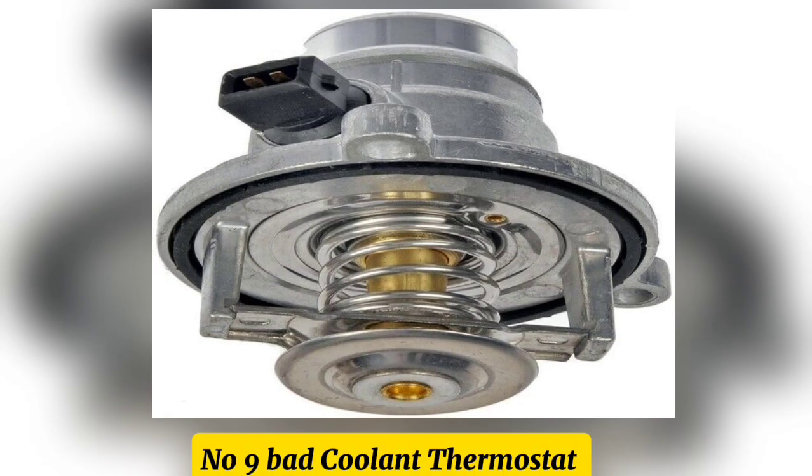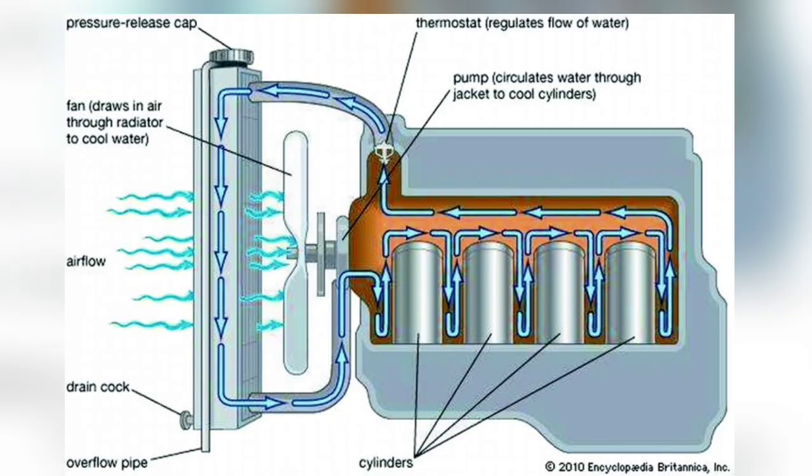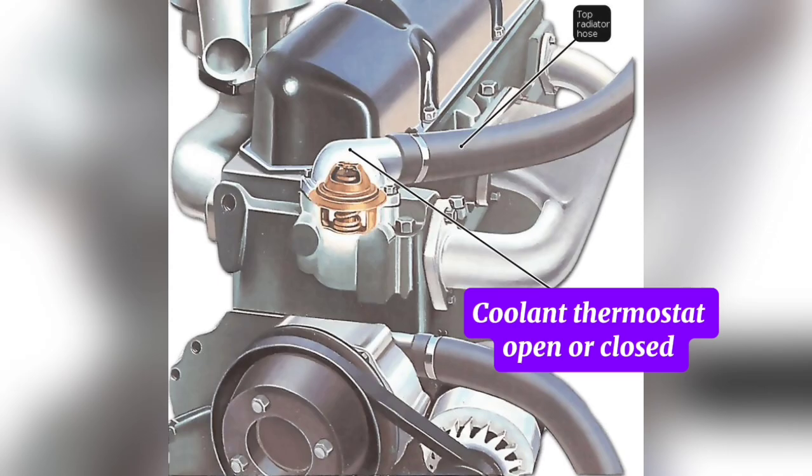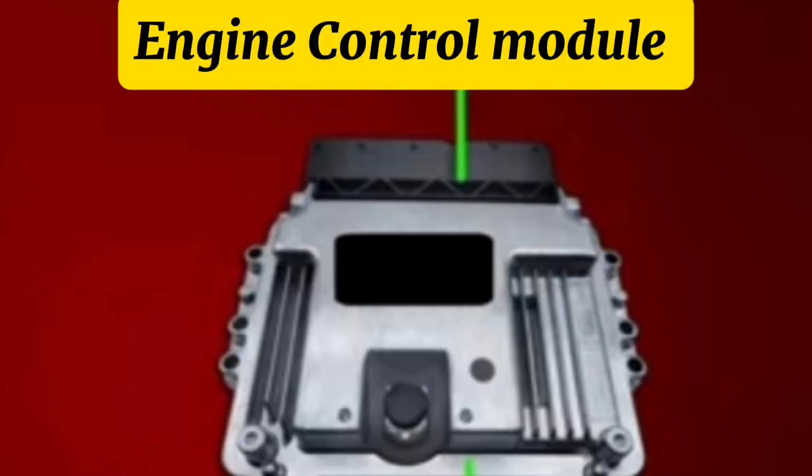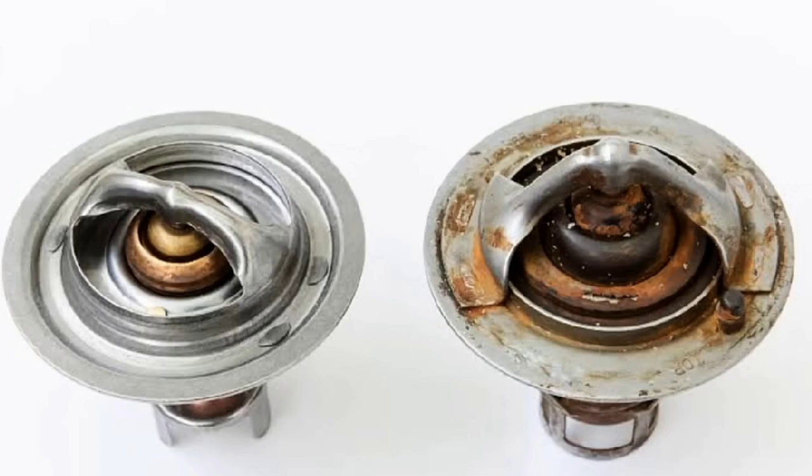Number 9. Problem with the thermostat. The thermostat regulates your engine's temperature. If it gets stuck open or closed, it can cause your engine to run too hot or too cold, which the car's computer will detect and can trigger the check engine light. What to do? Replace the bad coolant thermostat.